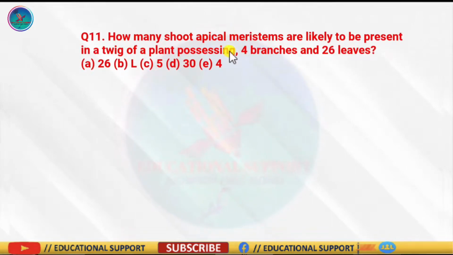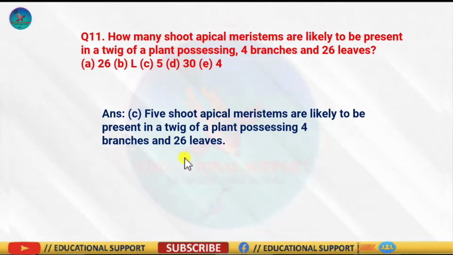Question number 11 is, how many shoot apical meristems are likely to be present in a twig of a plant possessing 4 branches and 26 leaves? And options are 26, 5, 30 and 4. Apical meristems are always likely to be present at the growing apices, and a plant possessing 4 branches and 26 leaves will have 5 growing apices, that means 4 growing apices of the branches and the 1 growing apex of the main plant axis. So the correct answer is option 5.